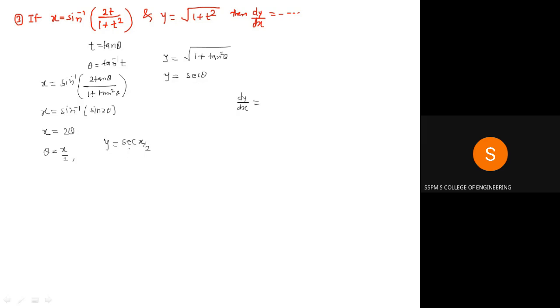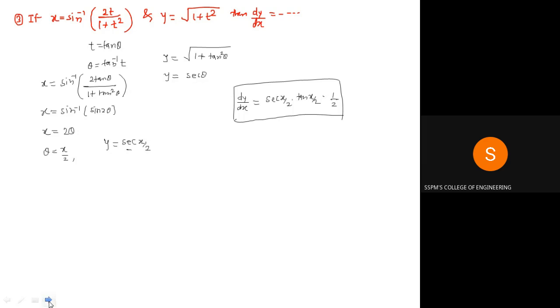So what is the derivative of sec? The derivative of sec is sec into tan. Sec of x by 2 into tan of x by 2. So it's the derivative of sec, so sec into tan into derivative of x by 2 with respect to x, and it is half. So you will get this term for dy by dx. So this is the correct option for this question. What is this option? Correct option.